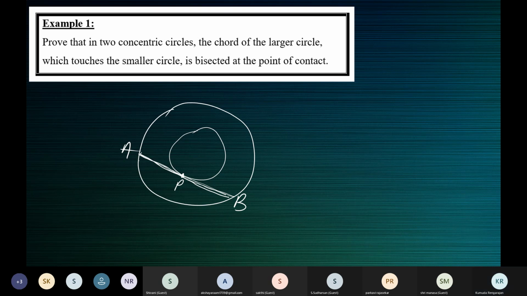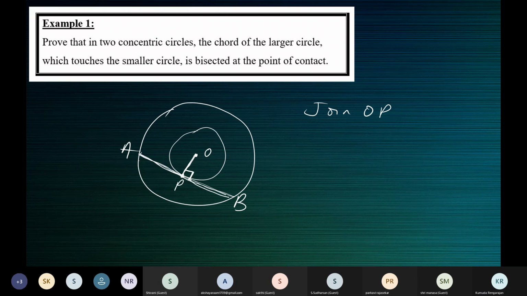All right. So let's mark the center. This is the center. We'll join OP. And we know that since OP is the radius and AB is the tangent, this is 90 degrees. This is 90, because OP is the radius and AB is the tangent. Radius and tangent at the point of contact are perpendicular to each other.